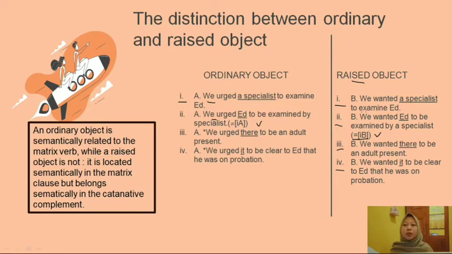So we can conclude that a raised object in the matrix clause makes no semantic difference given that the matrix verb is not transitive. But ordinary construction makes a difference to the semantics. While in example number 3, raised objects are perfectly normal, but ordinary objects are inadmissible because the semantically empty there and it cannot enter into a semantic relation with urge. They cannot indicate who we try to influence.